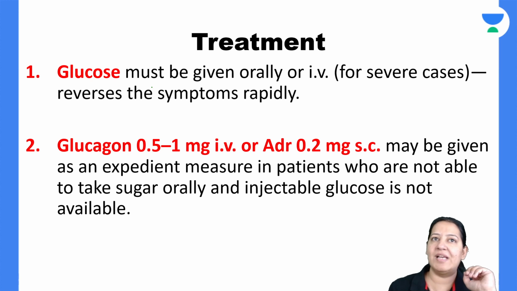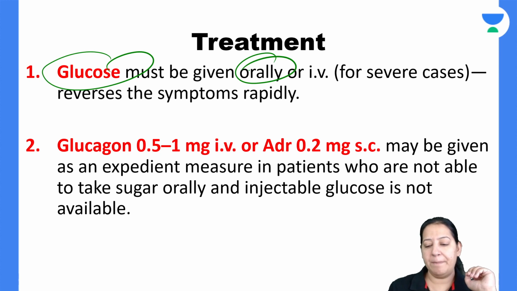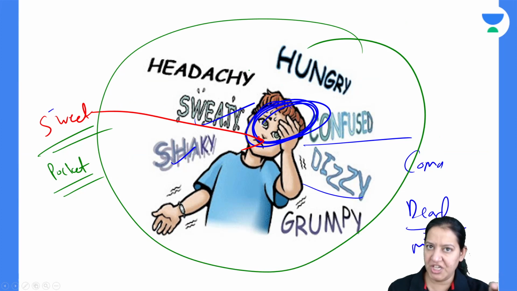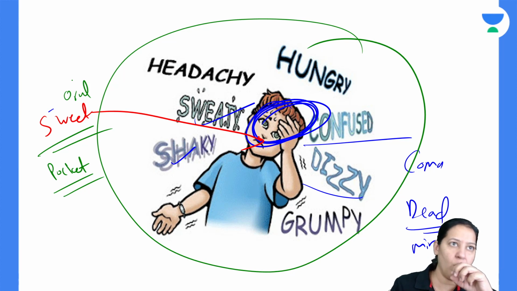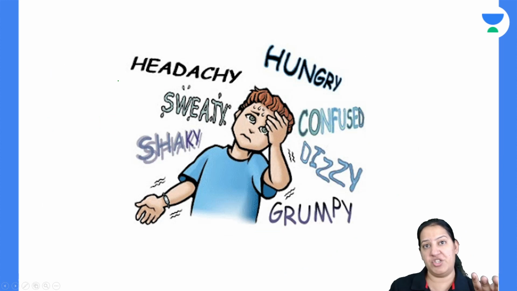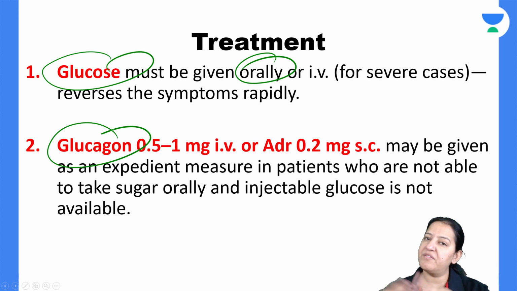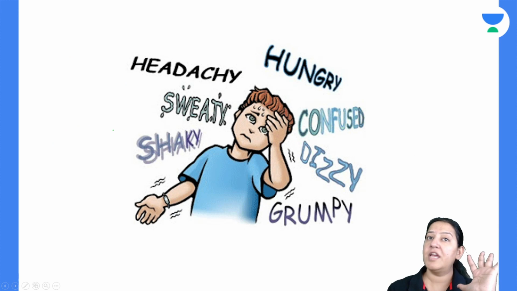What is the treatment of hypoglycemia? Give glucose orally if the patient is conscious. And if the patient is unconscious, you give it IV. The patient can go into coma also, so give it IV. And after that, give glucagon. Glucagon will reverse the effect of insulin. Right? That is the emergency.